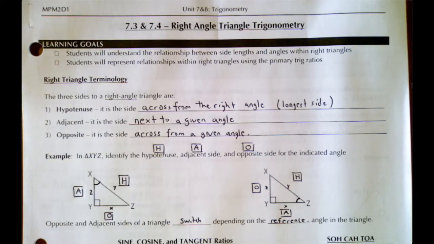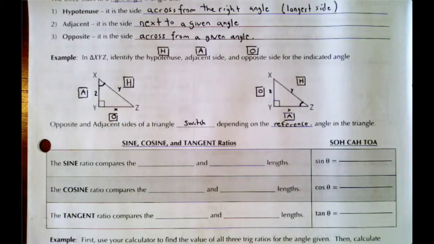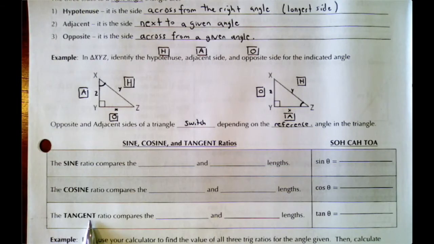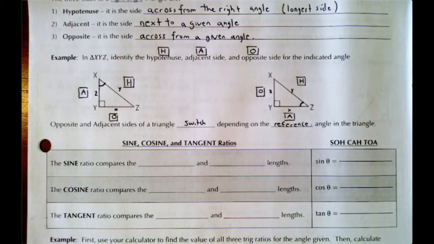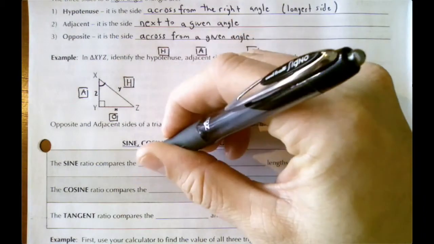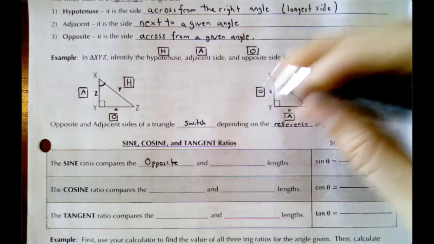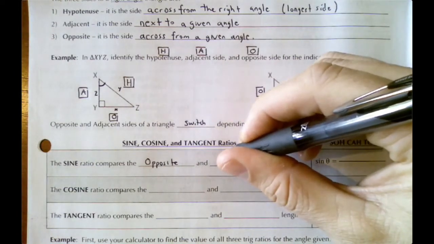Okay, and that's our first step to right angle triangle trigonometry, being able to properly label all three sides of the triangle with an H, an A, and an O, hypotenuse, adjacent, or opposite. Why do we do that? Well, if we want to find sides and angles in right angle triangles, we need to learn three special ratios. Those special ratios are the sine ratio, the cosine ratio, and the tangent ratio. The sine ratio will compare two sides of a right angle triangle. The sides they compare are the opposite and the hypotenuse.